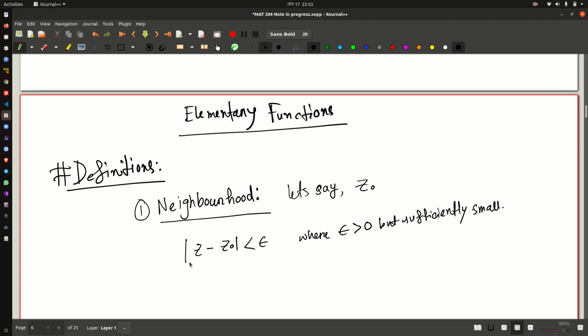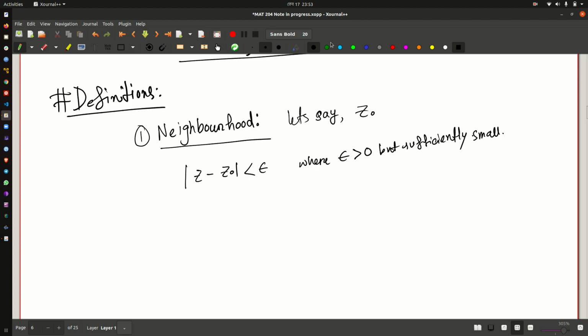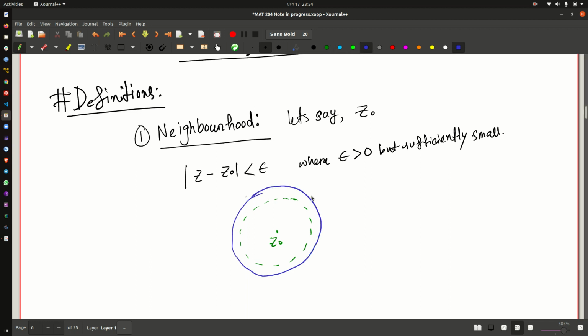And what is this z? Well, you can define a circle. Let me try to draw this. Let's say this is a circle and this circle is centered around z0. Let's say z is any point on an outer circle like this. So z can be any point over here, and this means that the distance from z to z0 should be less than epsilon. So this green dashed line can be a neighborhood of this z0.